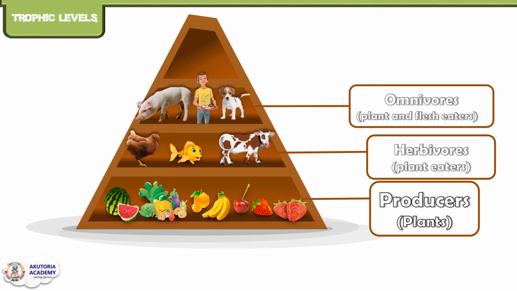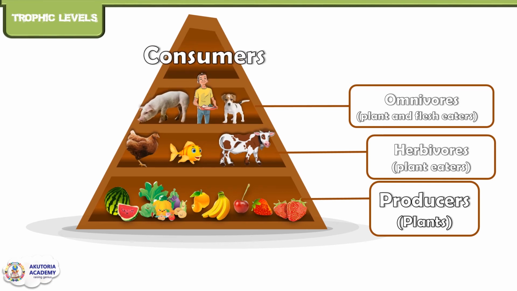Omnivores are the second types of consumers. They eat both producers, which are plants, and animals. Rats, raccoons, pigs are all omnivores. Humans are omnivores. We eat both plants and animals. So if you eat both plants and animals, you are an omnivore.